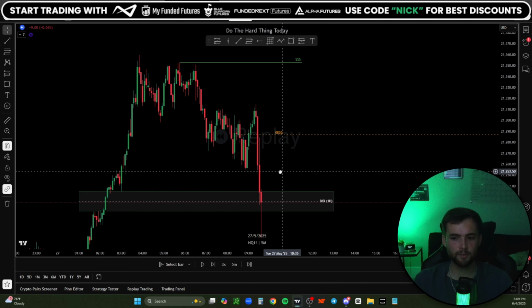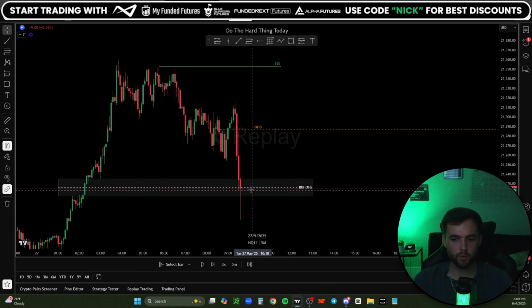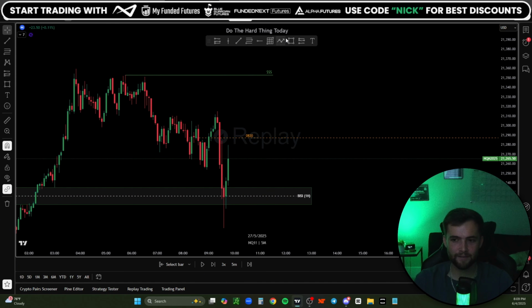So I want to see what happens once and if price comes down into this 1 hour BISI. So price comes into this level right here. And what do we notice? A bullish reaction from this level. Now I want to see some invalidation of bearish PD arrays. So we have this 5-minute fair value gap right here that was completely disrespected.